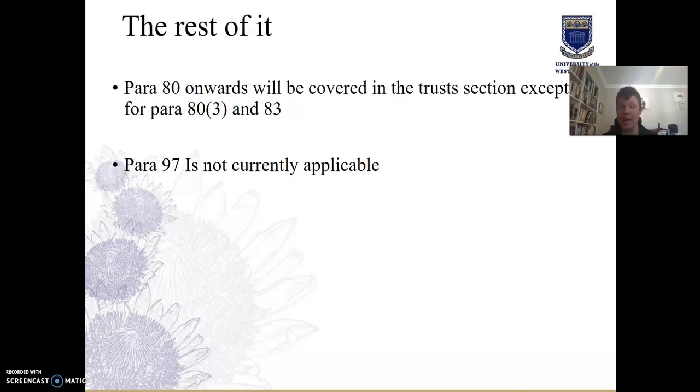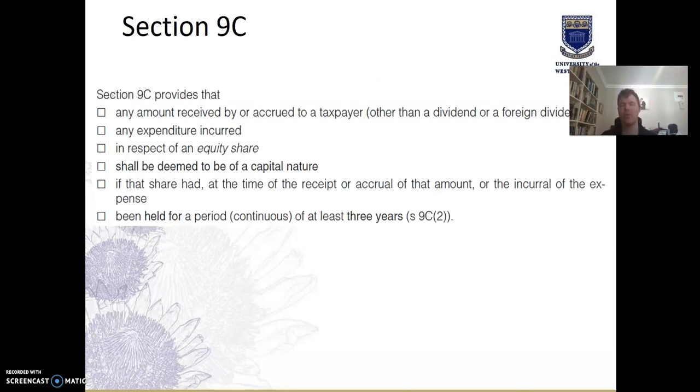So you think that's where I'd end it, but there's one more thing that I need to bring in that I think is quite important. It's not found in the 8th schedule. It's found in section 9C of the Income Tax Act. What this section says is any amount received by or accrued to a taxpayer or any expenditure incurred in respect of an equity share. So very important. Anytime you have an equity share, it shall be deemed to be of a capital nature if you have held it continuously for a period of at least 3 years.